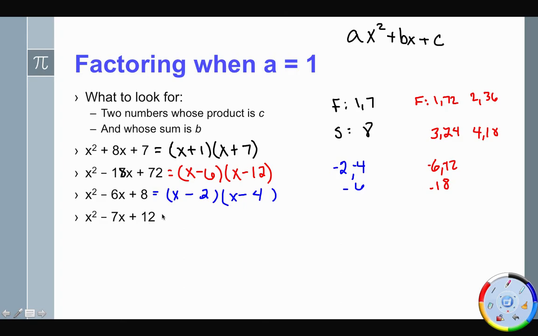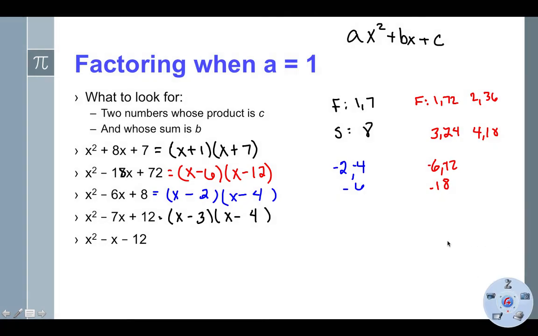Here I want 2 numbers to multiply together to get a positive 12, but add together to get negative 7. That means both numbers have to be negative to get a positive product and a negative sum. And then by looking at a few numbers, I know that 3 and 4 will add up to 7 and multiply together to get 12, so I get x minus 3 and x minus 4.